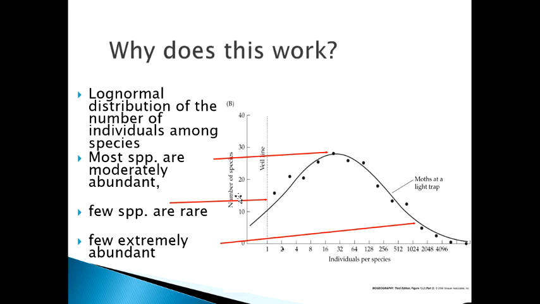Why does this work? Because the way that animals, plants are distributed on planet Earth, there are many species that are just moderately abundant. They exist in big enough numbers, we notice them. They are the things that are common. There are very few species that are rare, and there are very few species that are super abundant. Check this out by looking at the axes. This is number of species here for the y, and then the number of individuals per species.